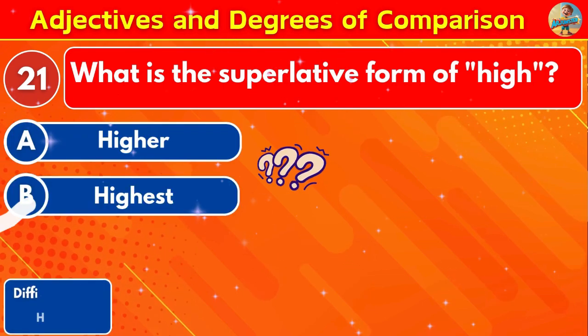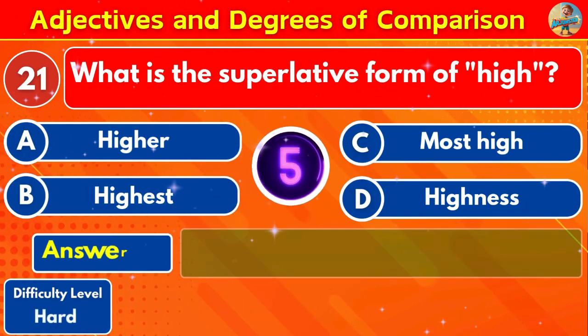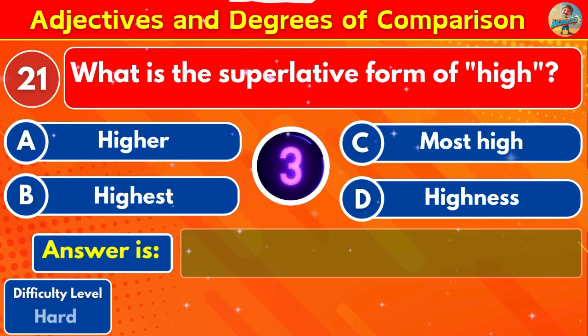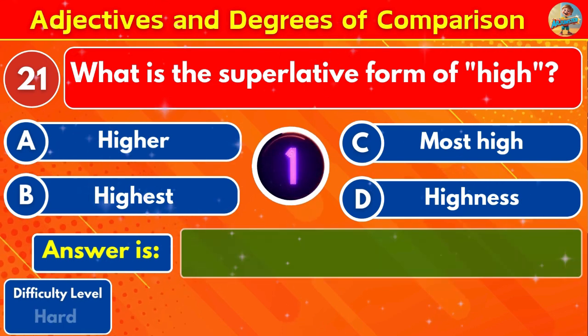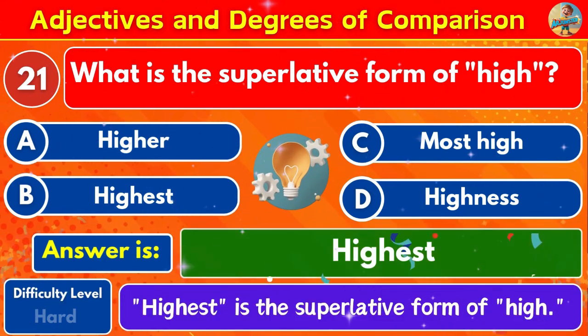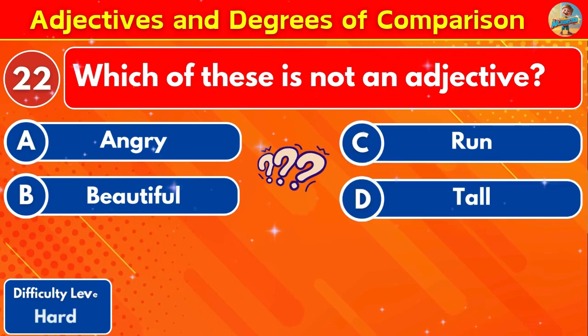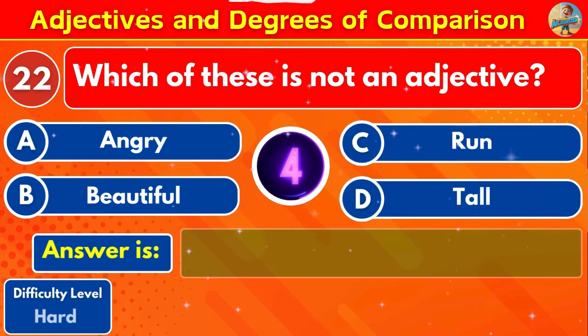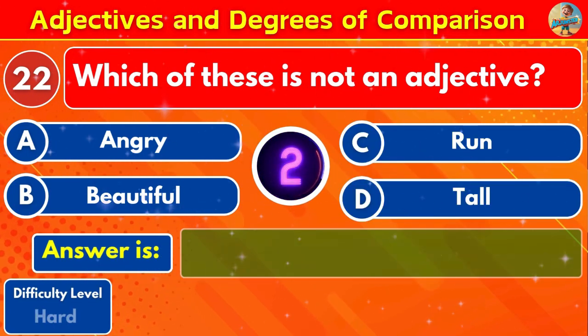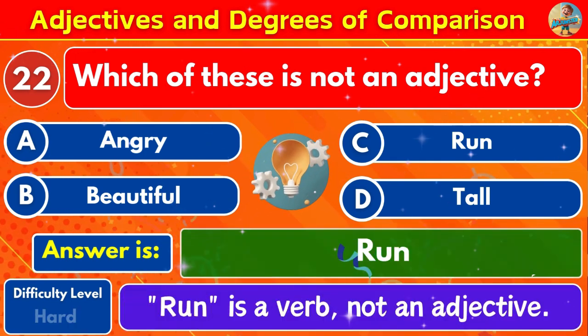Question 21 is, what is the superlative form of high? Answer 21 is highest. Question 22 is, which of these is not an adjective? Answer 22 is run.